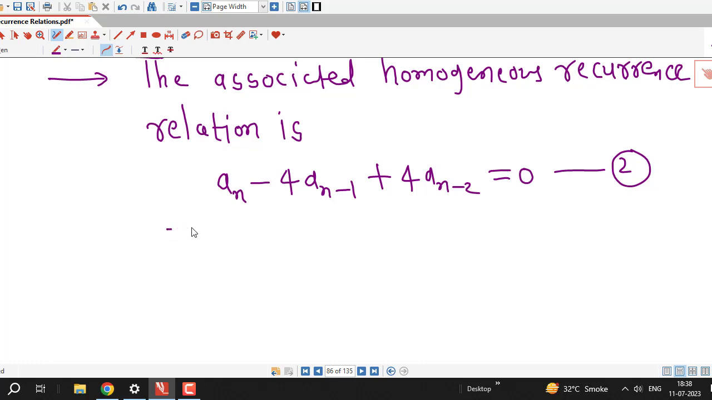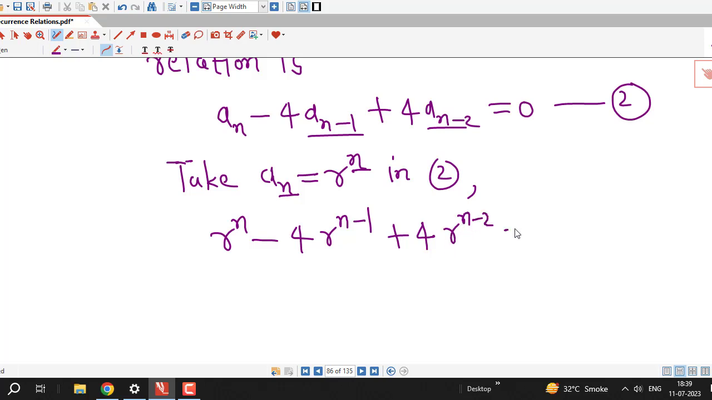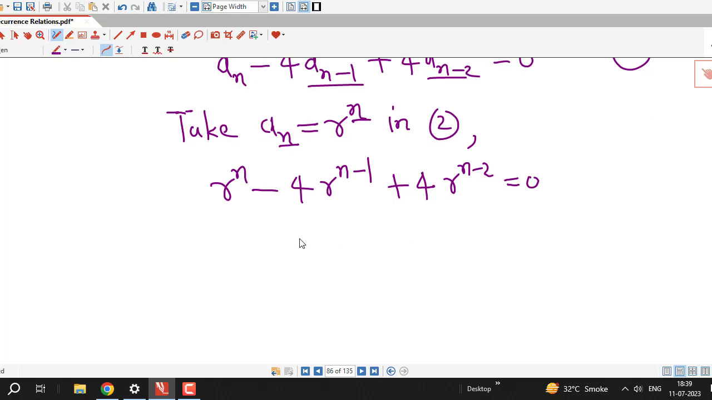For that we take a_n. We know that the solution is always in this form if our recurrence relation is linear homogeneous with constant coefficients. So we take a_n equal to r raised to n in number 2, and we have r raised to n minus 4 times r raised to n minus 1 plus 4 times r raised to n minus 2 equal to 0, and we divide this equation by the lowest degree term in r.